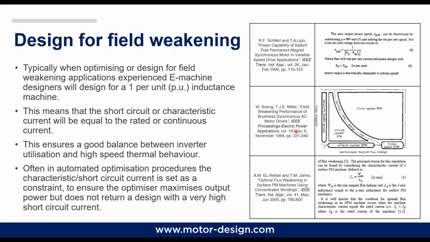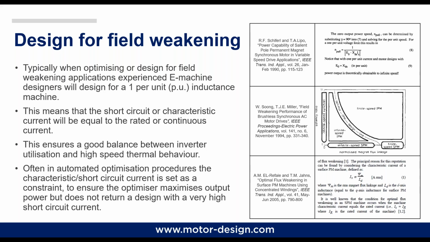Here on the right, you can see different papers ranging from 1990 to 2005. Basically, they are reporting from different points of view the same idea: we need to design a 1 per unit inductance machine. The reason we do this is because the 1 per unit inductance rule is basically a clear trade-off. If we go for very high short circuit current, we can get very good peak power and inverter utilization. But the machine basically cannot operate continuously at high speed because it gets too hot.